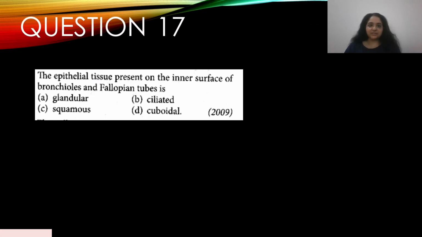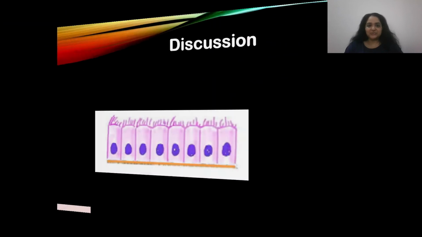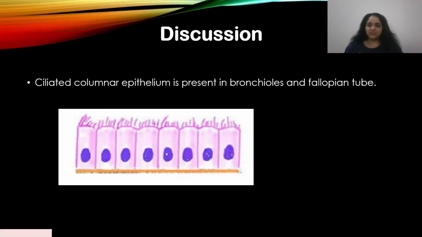Question number 17. The epithelial tissue present on the inner surface of bronchioles and fallopian tube is, again, we've come across this, so this seems to be an important question. This appeared in 2009. The answer is B, ciliated. It is definitely ciliated, present in bronchioles and fallopian tubes. The same answer, so I won't spend time discussing it.